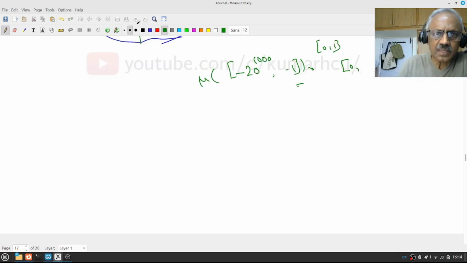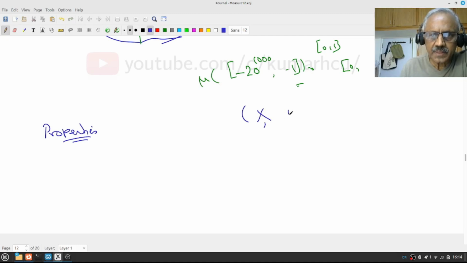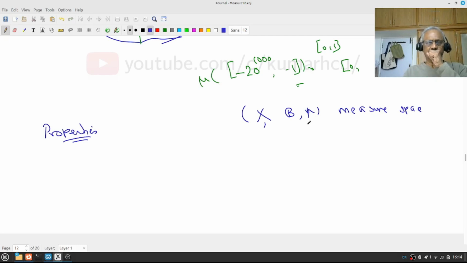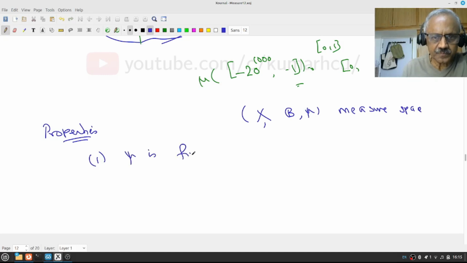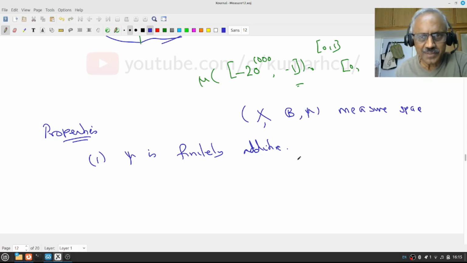Now we want to look at some important properties, and with that I will stop. So let X, mu be a measure space. I want to look at the properties of mu. The first thing is mu is finitely additive. You may think these are almost obvious, but you will see the subtle assumption is very much needed.